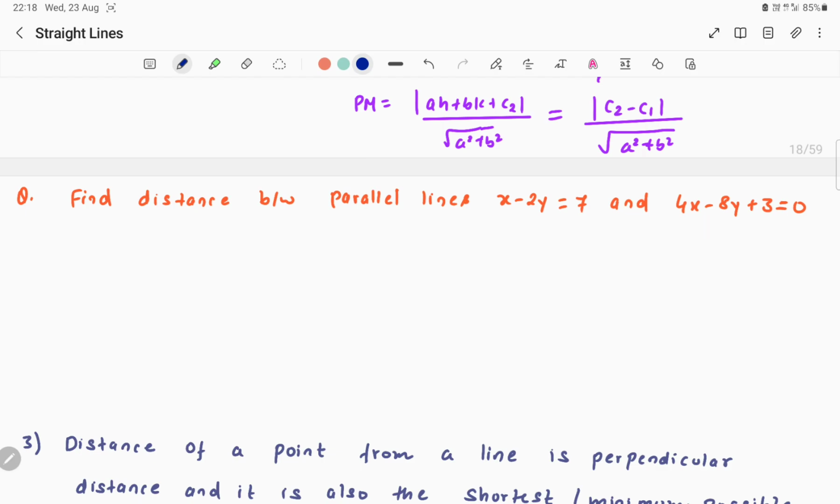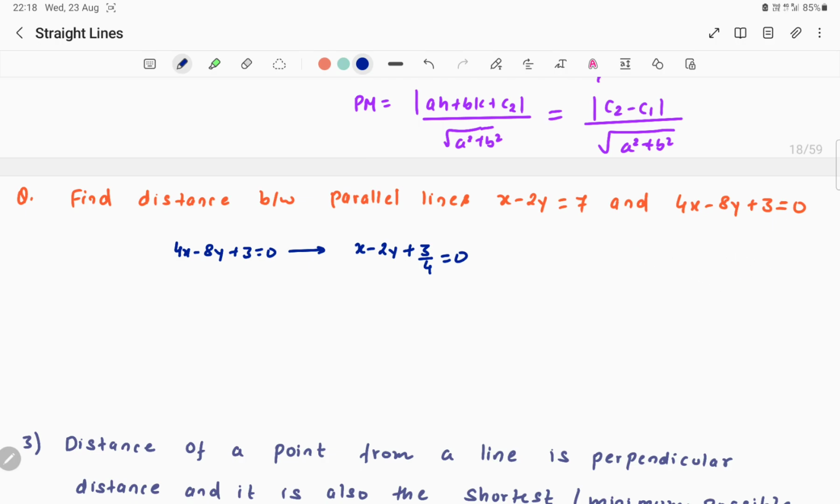Now how to calculate the perpendicular distance? As I said, first you convert this equation 4x minus 8y plus 3 equal to 0 into the form x minus 2y. So divide by 4, we get x minus 2y plus 3 by 4 equal to 0. Also, you should not have confusion about why we always do this. No problem, you can take the other also, but this time you will multiply and write 4x minus 8y minus 28 equal to 0. So you can do this also, there is no issue with that.